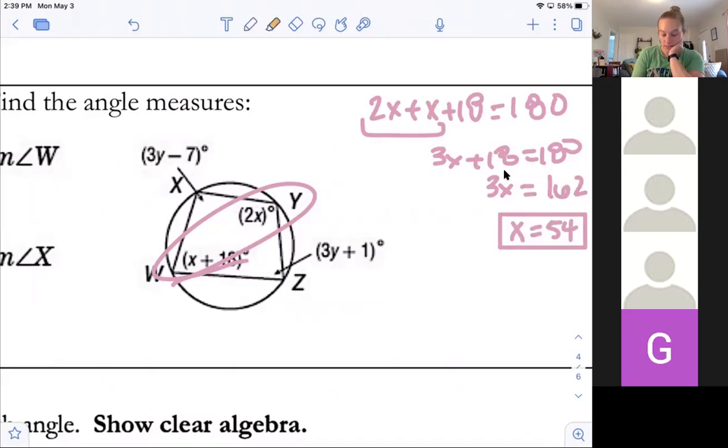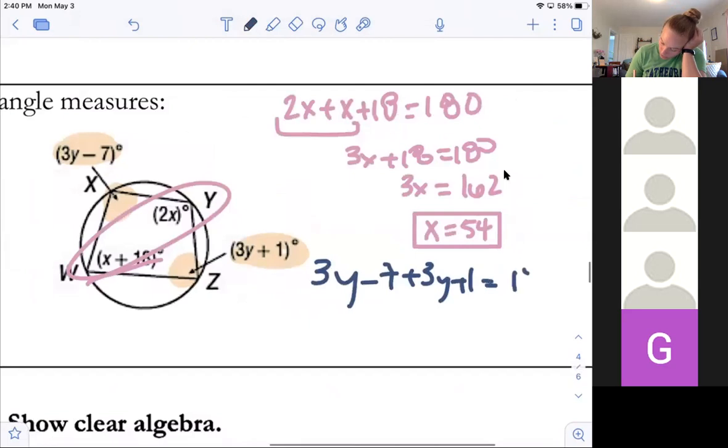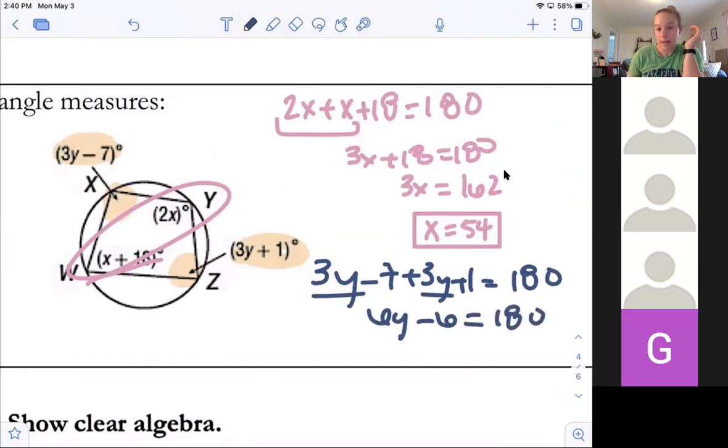Next, we're going to do our y's. I've got 3y minus 7 and 3y plus 1. Again, those are opposite angles. X and z are opposite angles. They're supplementary. This is all fun and games. 3y minus 7 plus 3y plus 1 equals 180. 3y plus 3y is 6y. Negative 7 plus 1 is minus 6. Add 6 to both sides. 6y equals 186, and then 186 divided by 6 is 31.